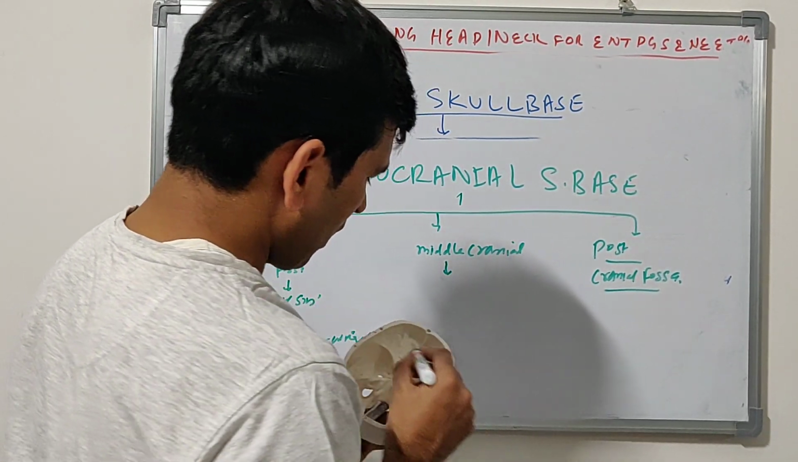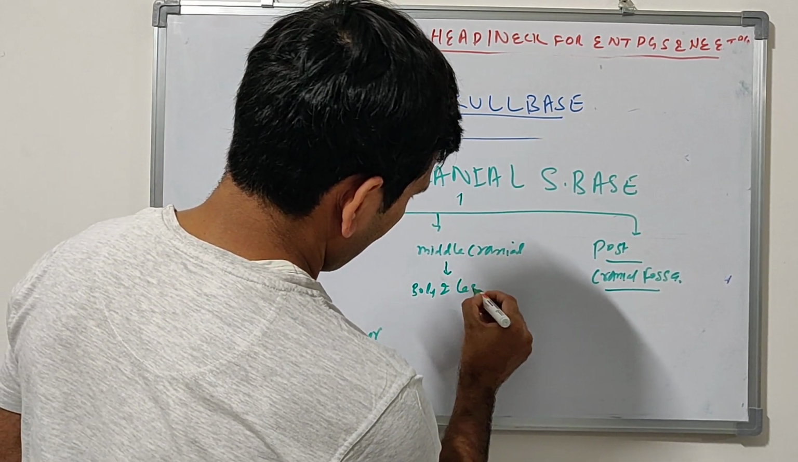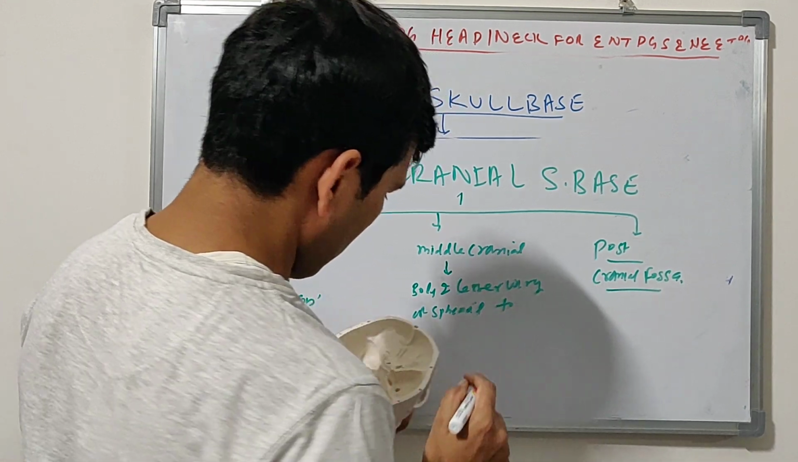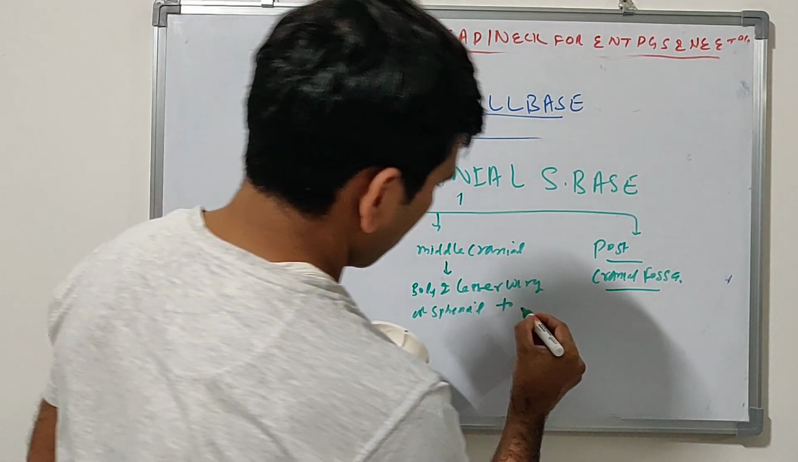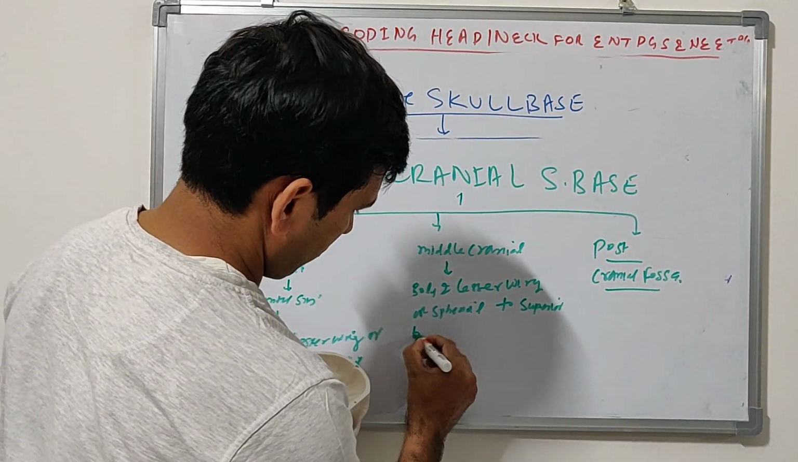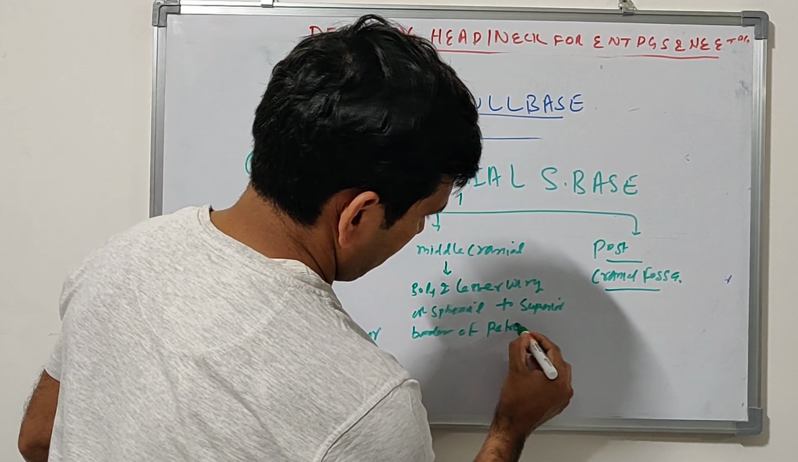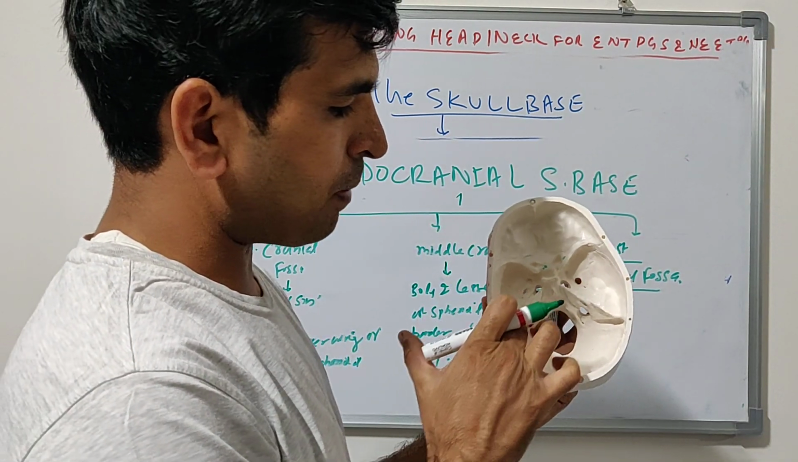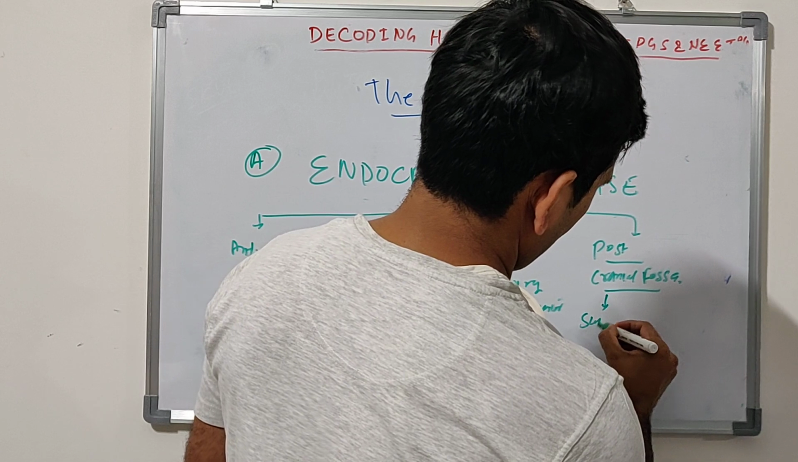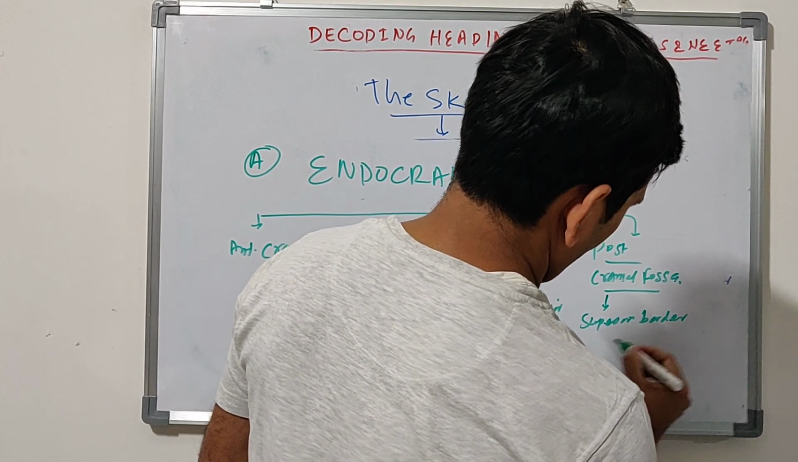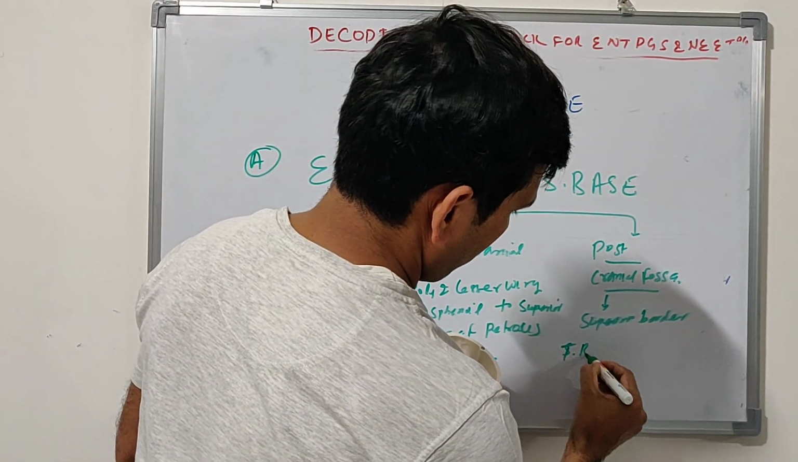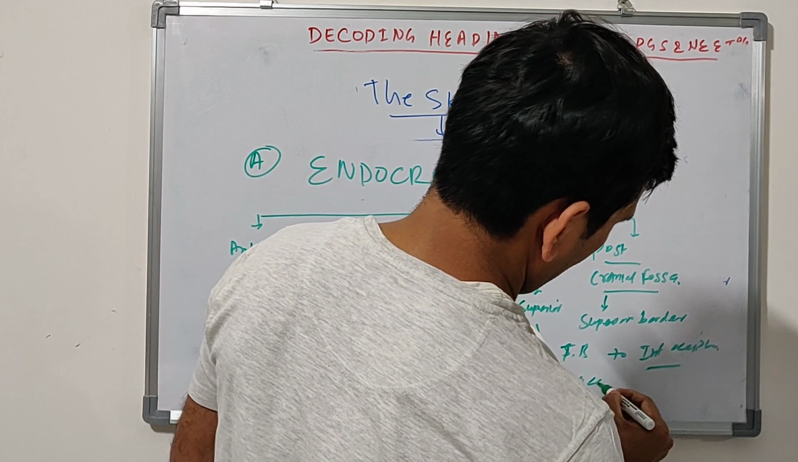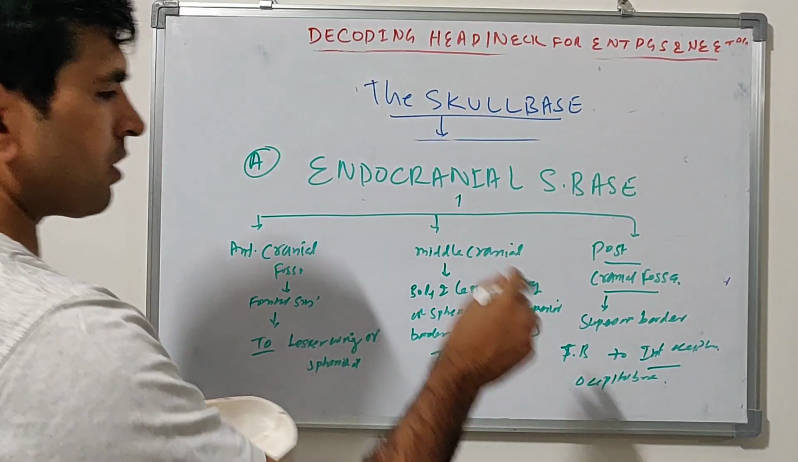The middle cranial fossa extends from the body and lesser wing of the sphenoid to the superior border of the petrous temporal bone. Now the posterior cranial fossa extends from the superior border of the petrous temporal bone to the internal occipital protuberance, or you say the occipital bone. This is the extent of the posterior cranial fossa.